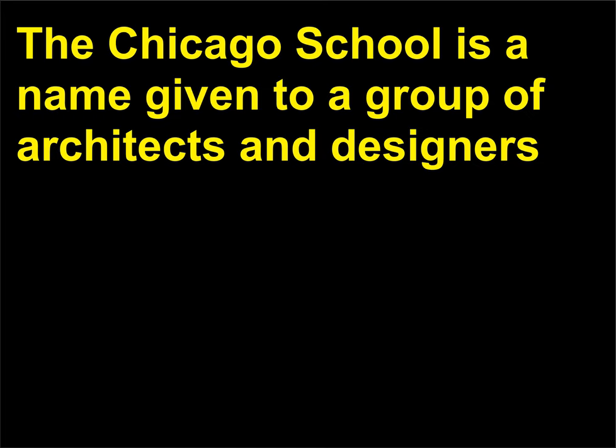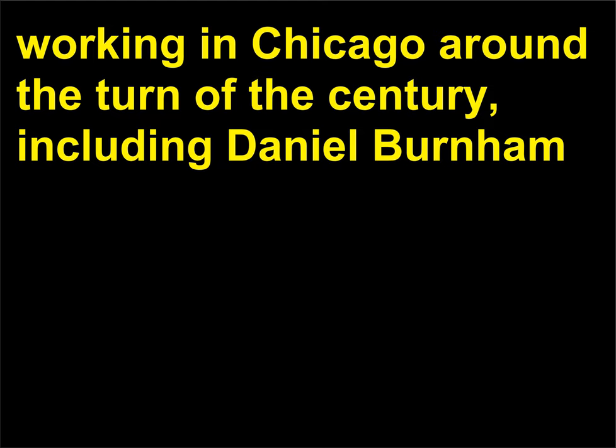The Chicago School is a name given to a group of architects and designers working in Chicago around the turn of the century, including Daniel Burnham, 1846-1912, William Le Baron Jenney, 1832-1907, and Louis Sullivan, 1856-1924.